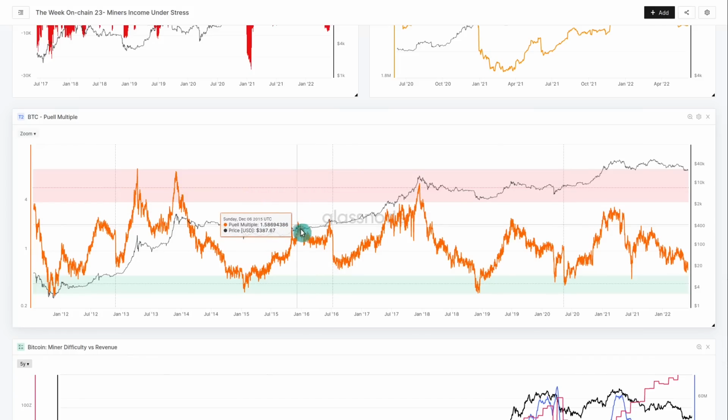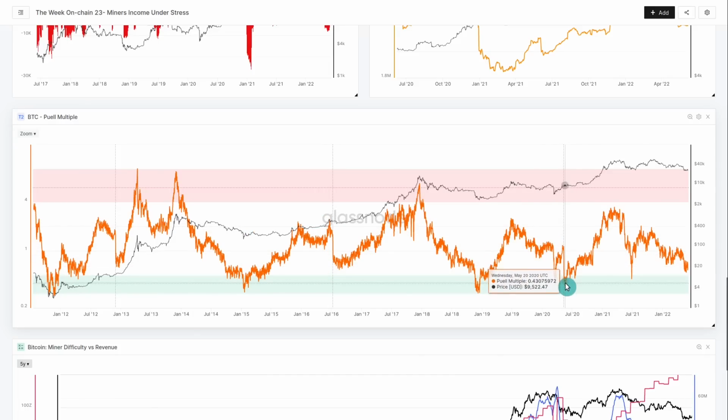Now, the Puell Multiple is one of these oscillators that was designed to really map onto this behavior. Miners generally have a very long-term time horizon, so what we look at is their one-yearly average income. What's the average income over the last 12 months? And then we compare the current income to that level.